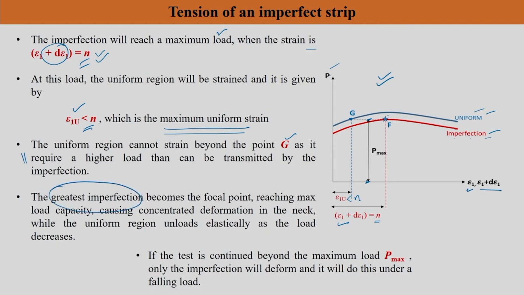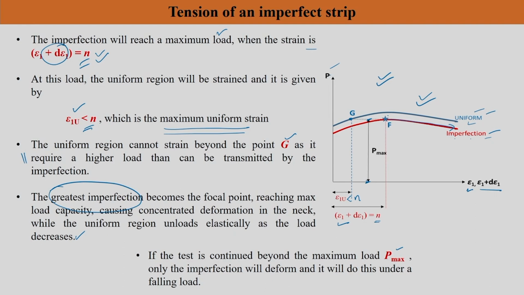I am going to call that weakest imperfection the greatest imperfection. It becomes a focal point, reaching maximum load capacity, causing concentrated deformation in the neck, while the uniform region unloads elastically as the load decreases. If you see that the load is decreasing, the uniform region is going to deform elastically, and this is the entire situation that is going to happen in these locations. So, now what will happen? If the test is continued beyond maximum load P max, only the imperfection will deform, and it will do so under the falling load. The load will decrease like this. This is what will happen in the entire strip.